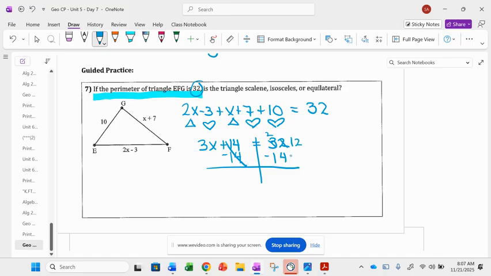Borrow here. 12 minus 4 is 8. 2 minus 1 is 1. So 3x is equal to 18. Divide by 3. X is equal to 6. Okay, I'll let everybody catch up.